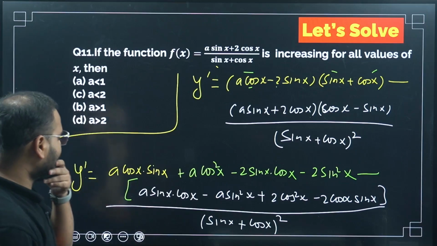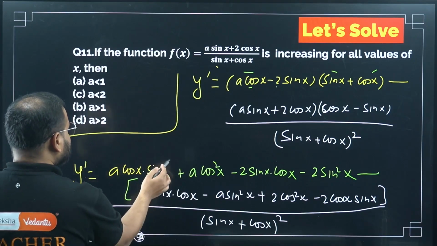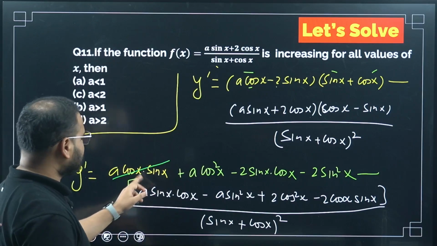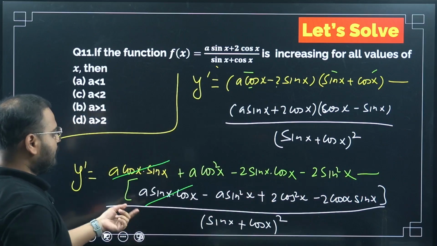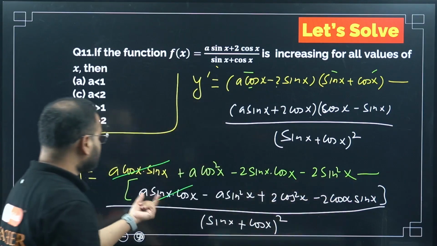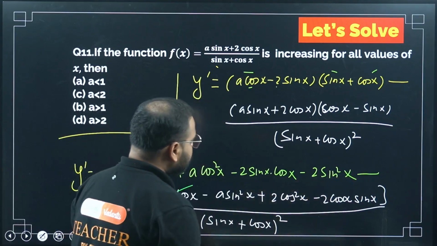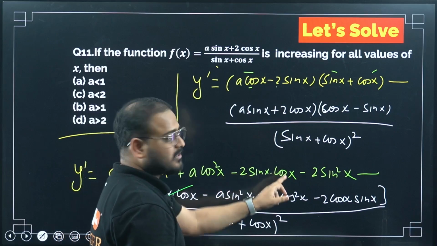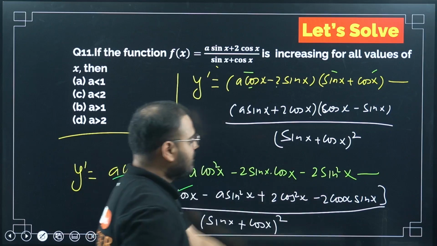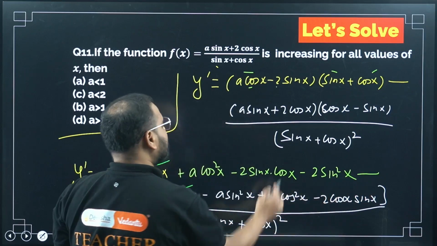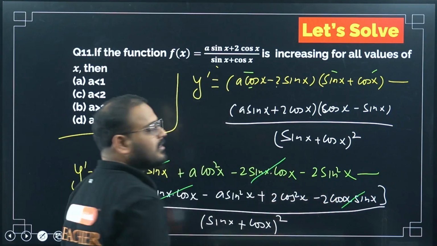Now check here. I'll cancel some things. This a sin x is positive, a sin x cos x is positive, and this minus will apply to this, so this will also cancel. Because if I open the bracket, minus will act on this, so plus and minus will cancel each other. Now look at this: minus 2 sin x cos x, and over here minus 2 sin x cos x, and this minus will make it positive. So I can cancel this and this also. That's all I can cancel.